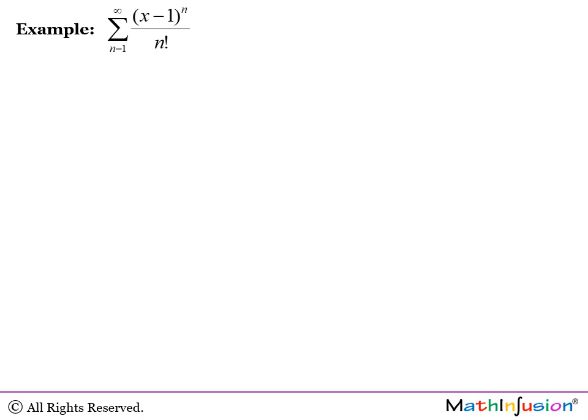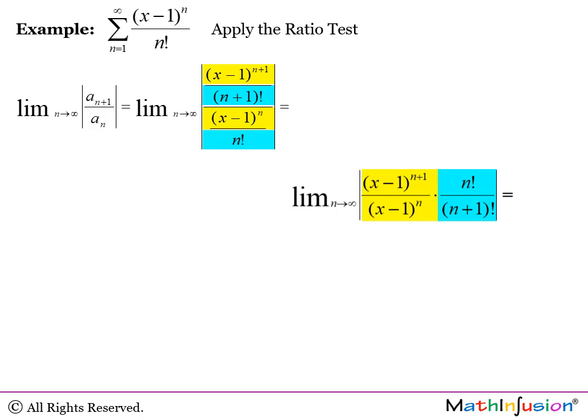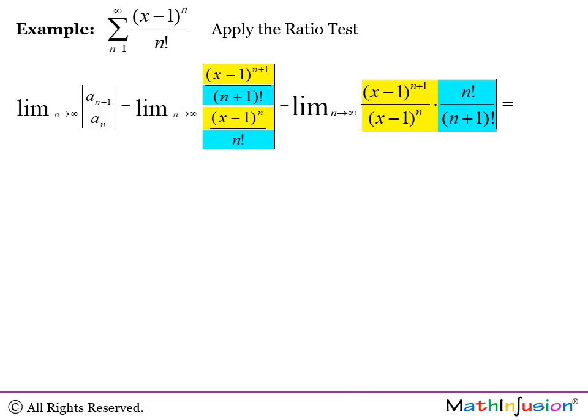Example. The sum of x minus 1 to the n over n factorial. Because of the n factorial, it will be really easy to apply the ratio test. Don't forget the absolute value. We are going to rearrange nicely all the terms in the limit to get that. x minus 1 to the power of n plus 1 over x minus 1 to the n is just x minus 1. And n factorial over n plus 1 factorial is just 1 over n plus 1.